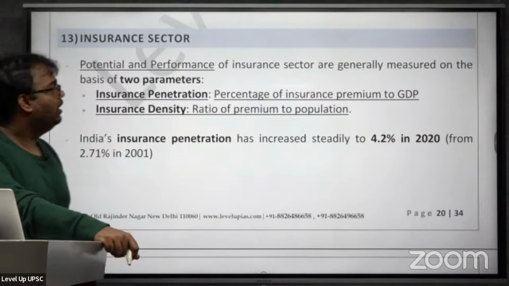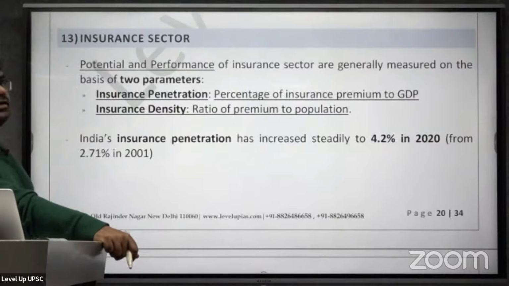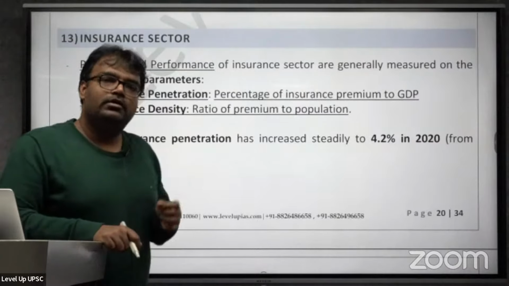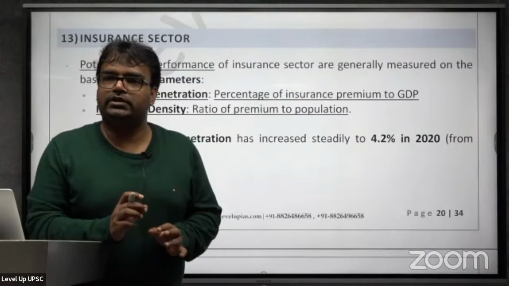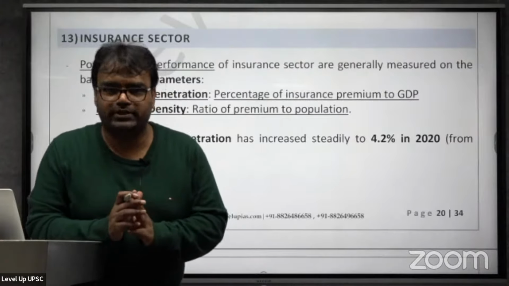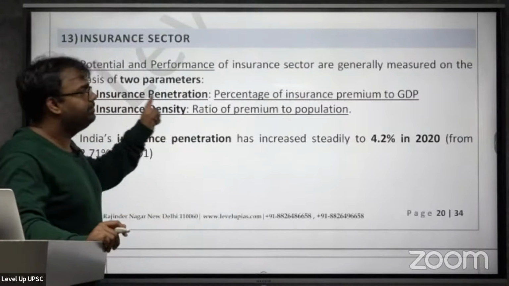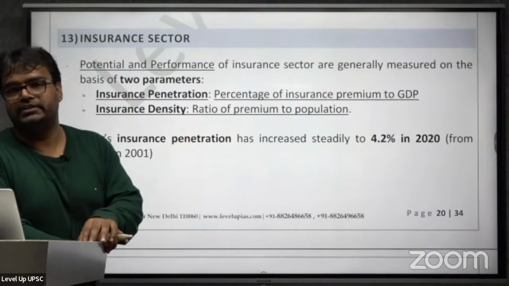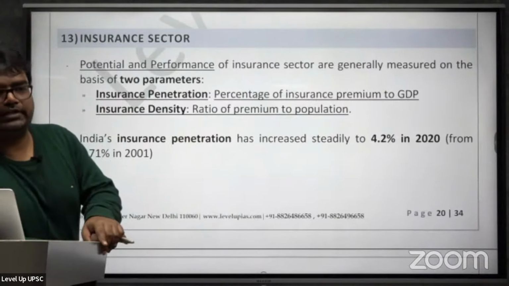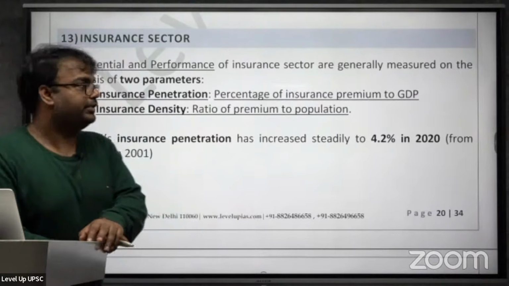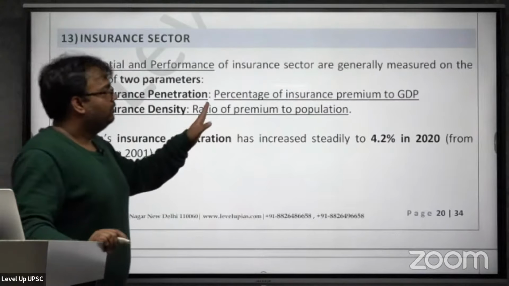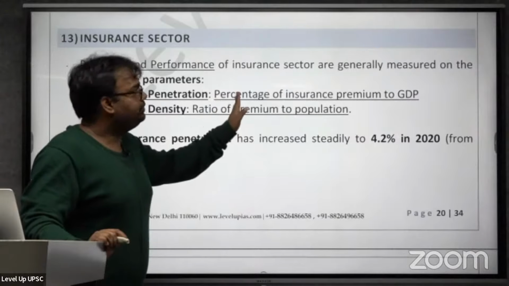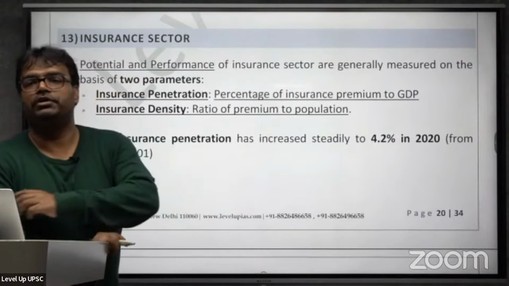ठीक है, इंश्योरेंस सेक्टर। Now before we get into insurance sector, there are two basic terms that we want to understand. One is insurance penetration and the other is insurance density. ये दो terms हमें समझने हैं। First of all, what is insurance penetration? Insurance penetration is insurance premium divided by GDP of the country.